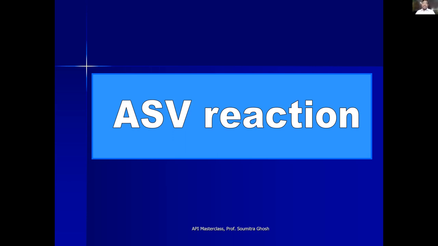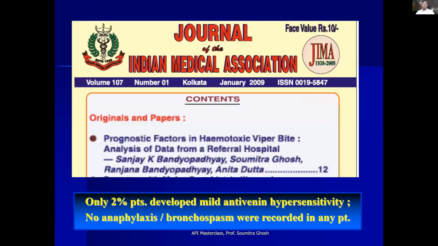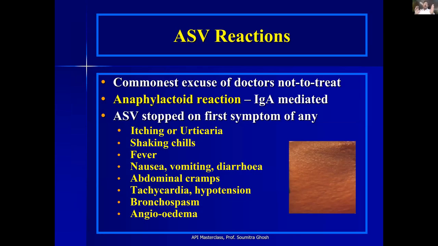So ASV reaction is a very important aspect, because we published a paper in 2009, and we showed that only 2% of patients develop mild antivenin hypersensitivity. No anaphylaxis, no bronchospasm were recorded in any patient. This is the commonest excuse of the doctors in the periphery not to treat the patient, because if there is an ASV reaction, the party may be very angry with the doctors.